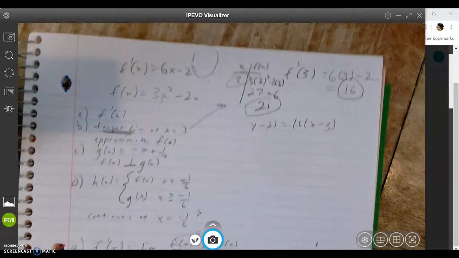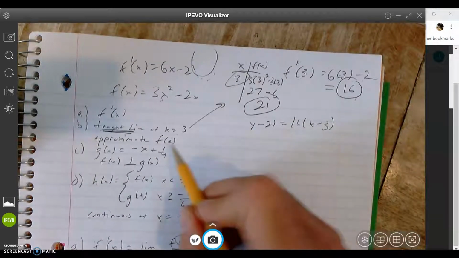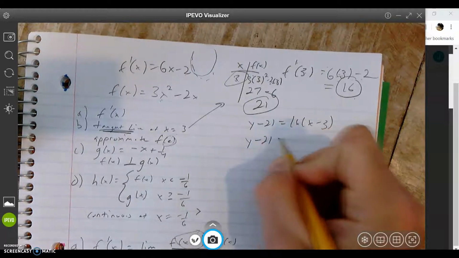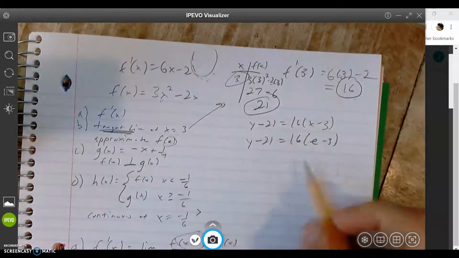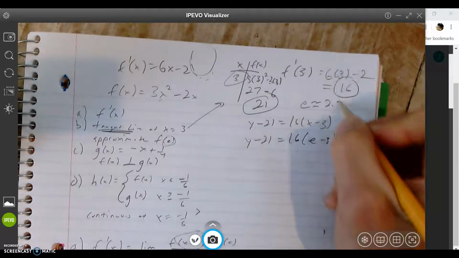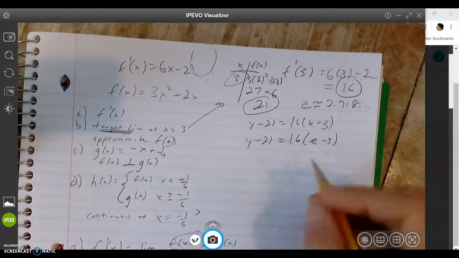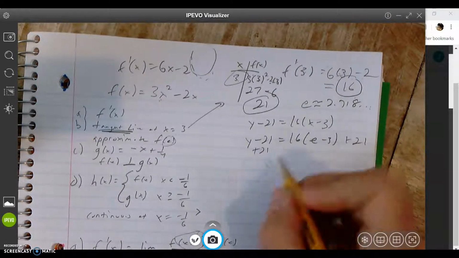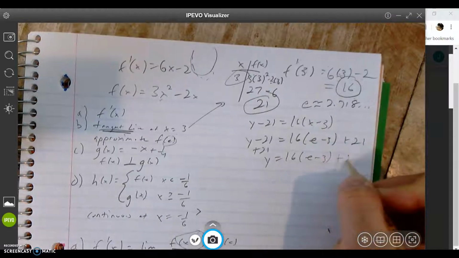Got it. Okay, last but not least, I need to find f of e. So that means I need to plug in e for the x. So it's y minus 21 equals 16(e minus 3). Now, e is approximately 2.718. It's like pi, where it just keeps going forever. It's an irrational number. So I'm just going to leave it like this. I'm just going to add 21 on this side, like this. So y is 16(e minus 3) plus 21.